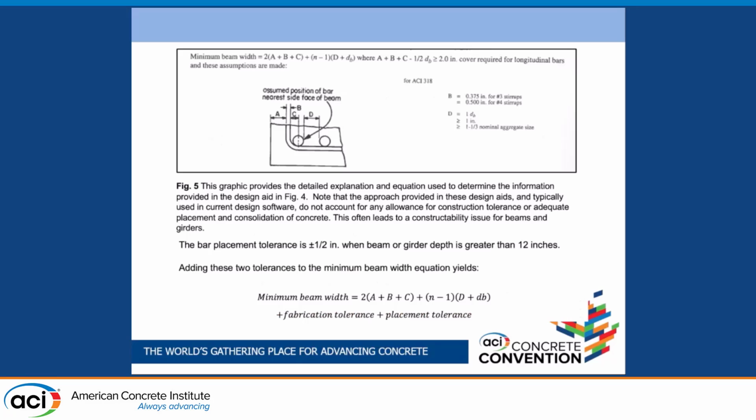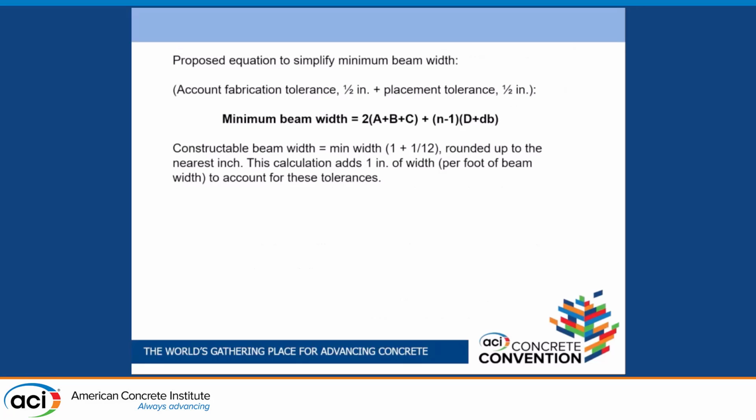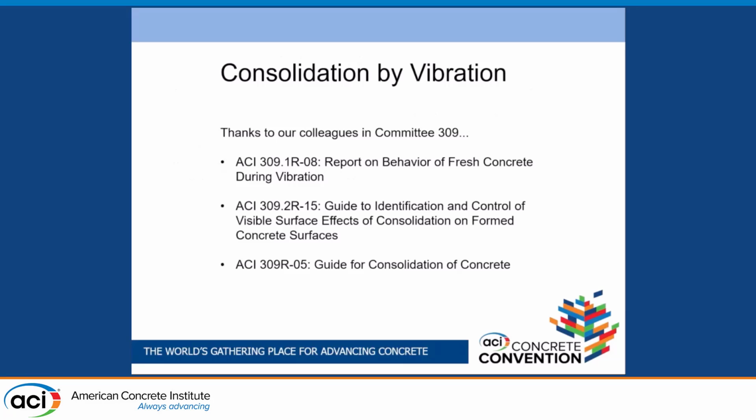And that's something we're going to start talking about here. We have some equations that account for the location of the rebar and how much width you need to have. But this equation is limited, and we're providing a recommendation for adding tolerances of construction and tolerances of fabrication. In this case, we show the example here: constructible beam width. Actually add a little bit more of that width, so you account for that tolerance of fabrication and placement, and then obviously consolidation by vibration. We have been collaborating with 309, looking at the processes they have, and making sure that we have it in 318.